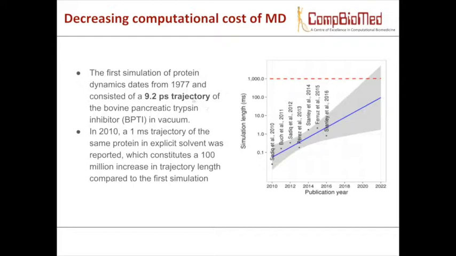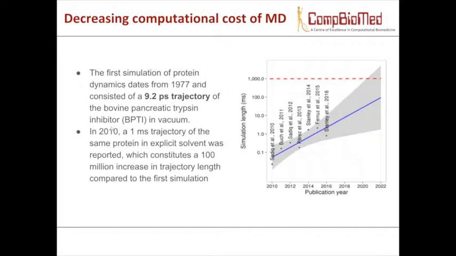The first simulation of protein dynamics dates from 1977, and it consisted of a 9.2 picosecond trajectory of this small protein, which is BPTI. It's a really small protein. I think it's 20 amino acids, if I'm not mistaken. Really small protein. And it was just a really short trajectory of 9.2 picoseconds.